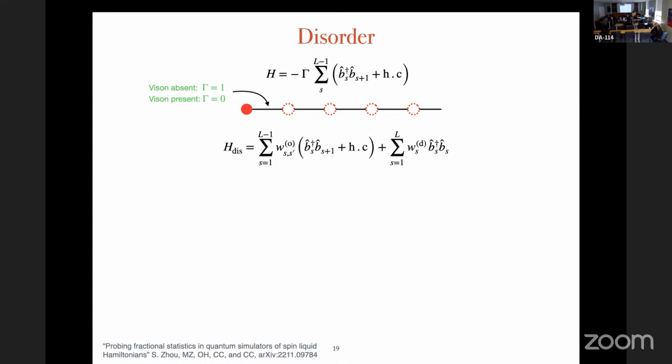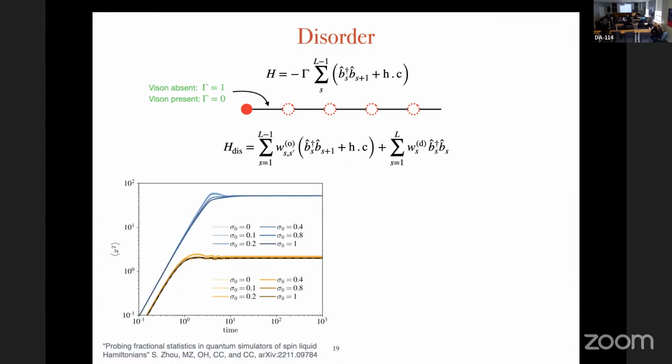On top of that, we can add disorders. We can add both diagonal disorder and off-diagonal disorders, and the disorders are Gaussian distributed with 0 mean and standard deviation sigma 1, sigma 0. Here, what I'm showing is the spinon dynamics against time. The x-axis is the time, the y-axis is the mean square displacement of the spinon. The blue curve indicates the situation when there is no interplay of vison-spinon statistics. As you can see, the spinon ballistically travels to the end of the chain.